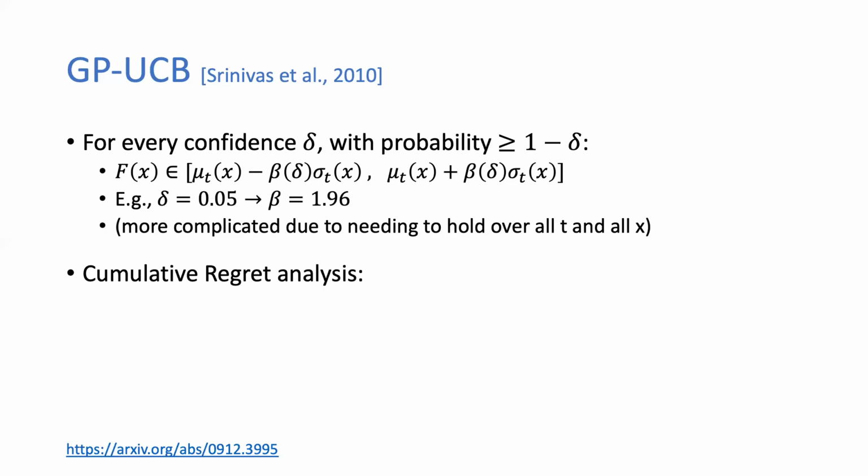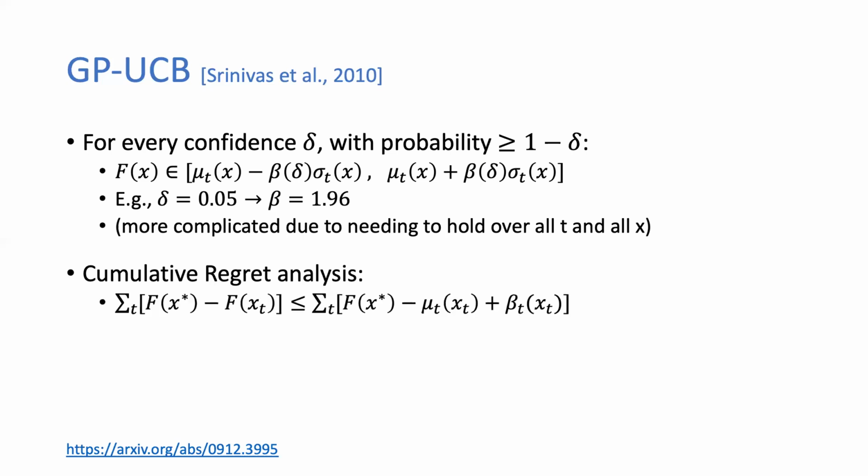Now we can talk about the cumulative regret analysis. So we can write the cumulative regret. That's the first part in the lower bullet point. The left-hand side is the cumulative regret. On the right-hand side, I'm replacing f of xt with its lower bound, which is mu sub t of xt minus beta t sigma t of xt. And since I'm subtracting it, I get minus mu t of xt plus beta t. Sorry, there should be a sigma there. I apologize, I'll correct that after the lecture.